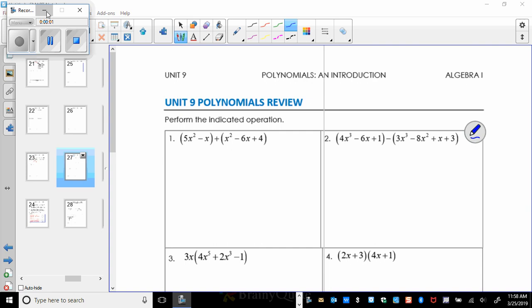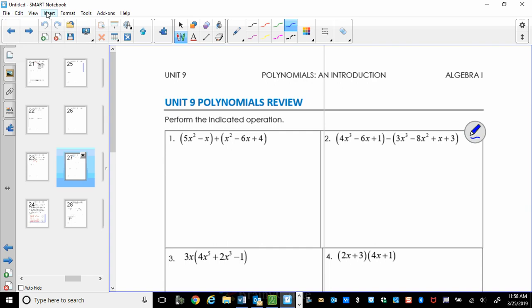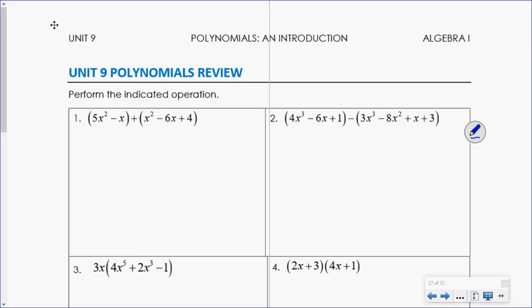Unit 9, this is polynomials. This is the review for polynomials, the unit on polynomials. So we're going to start with adding, subtracting, multiplying these polynomials, and then we're going to move into factoring, and then we'll go back a little bit and review the other concepts.